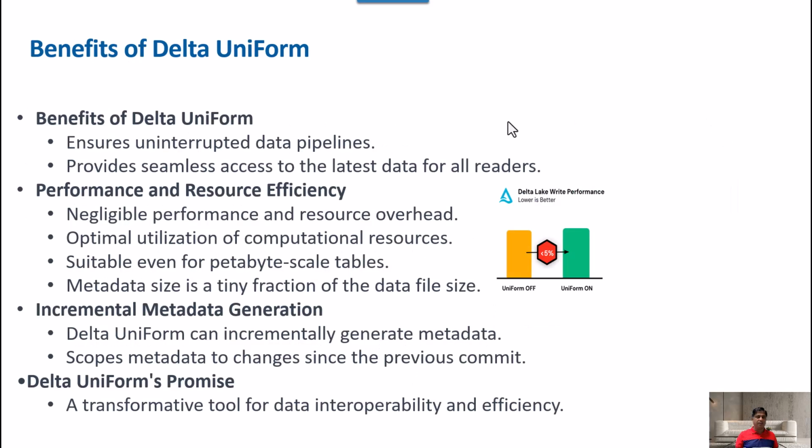Okay, so now let's understand the benefits of Delta UniForm. First of all, it ensures uninterrupted data pipelines. Whatever pipelines you have created, you can seamlessly use those same pipelines. It provides seamless access to the latest data for all the different types of readers, like Apache Hudi or any other readers. Performance and resource efficiency: for this format conversion, there is a very negligible performance overhead, and it also helps you make optimal use of your computational resources.